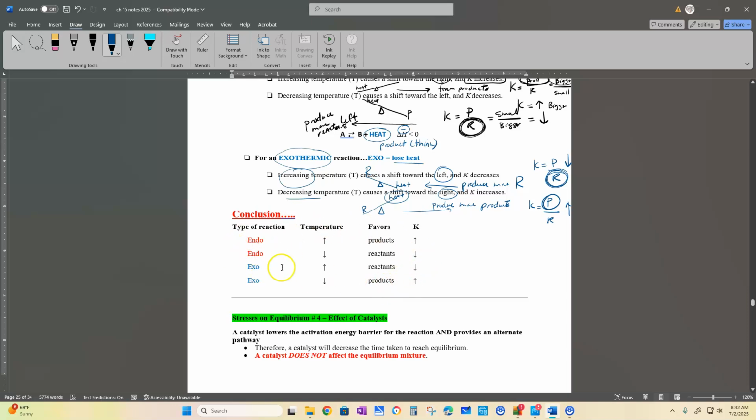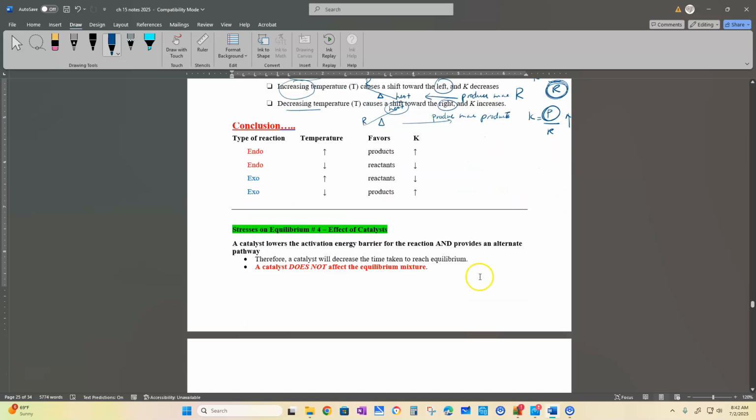so that way you can help remind yourself. Okay? Last stress. What happens if you add a catalyst? Okay? A catalyst does 4 things. Okay? It lowers EA. Okay? It provides an alternate route to get there. So remember in chapter 14, when we had our activation diagrams, remember a catalyst starts and begins in the same spot. It just lowers our EA. So that right there, that's from my catalyst.